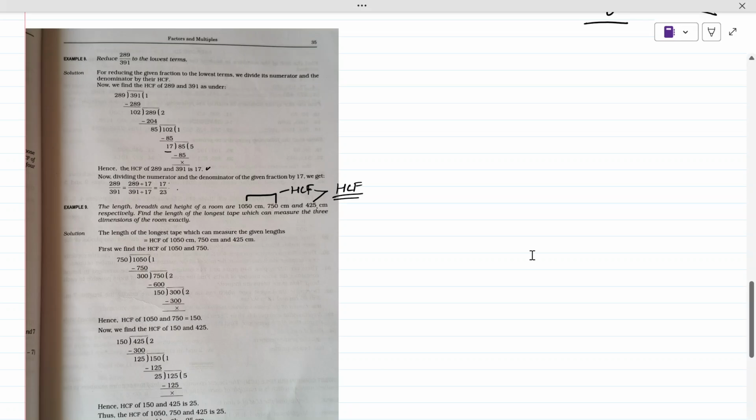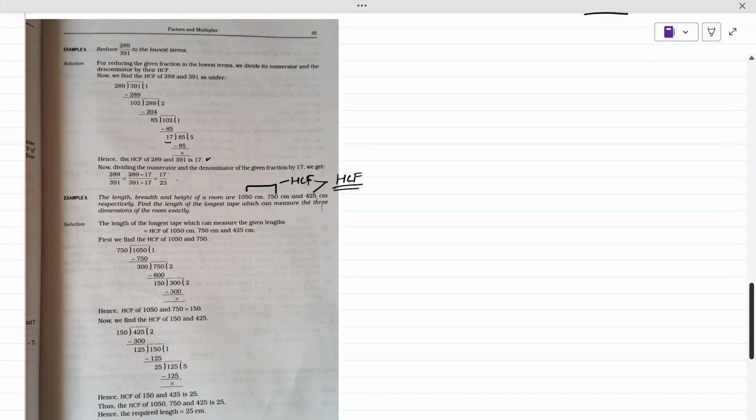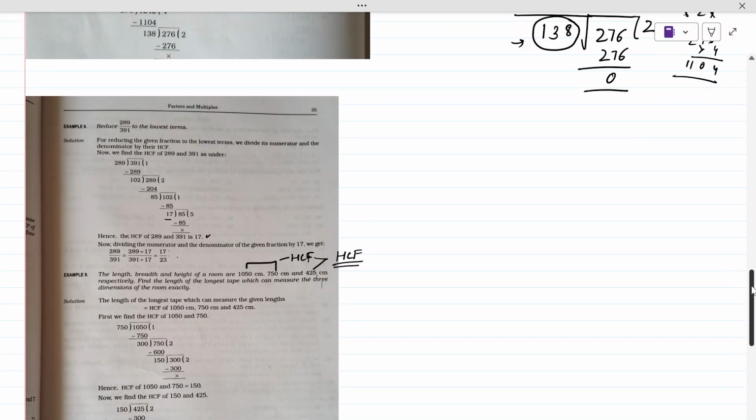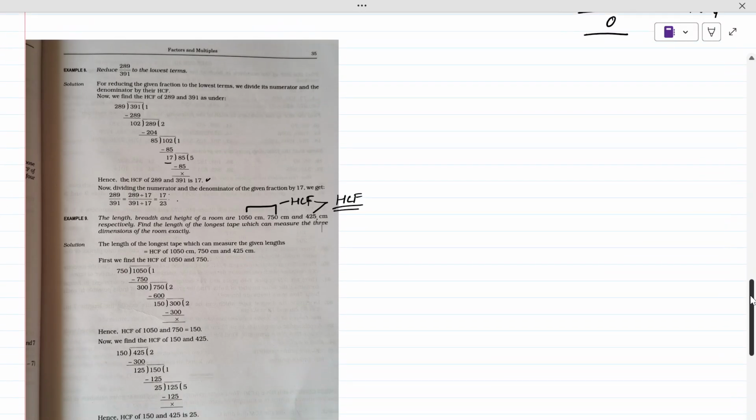Okay. So kids, now we have learned both the methods, that is the prime factorization method to find the HCF, and the long division method also.